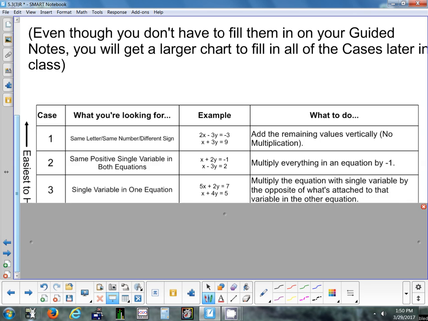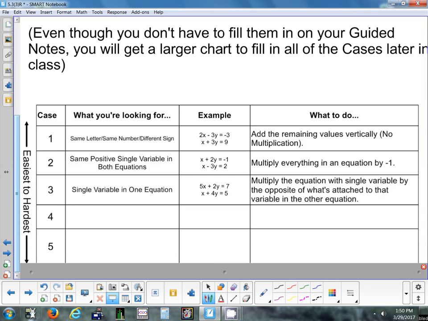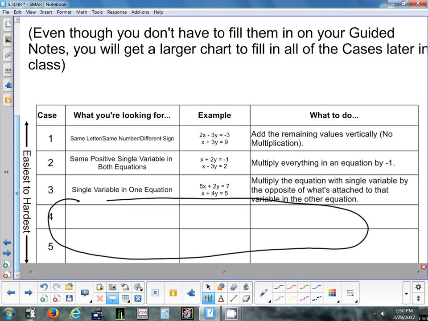Multiply the equation with the single variable by the opposite of what's attached to that variable in the other equation. Like this, if I'm looking at this one here, I would multiply the bottom by -5, because x is single, and 5 is attached to x in the top one. Opposite of +5 is a -5. Then that would eliminate. Steps 4 and 5, you only have this bottom part on your guided notes.